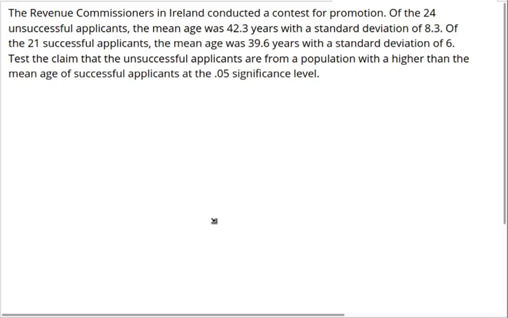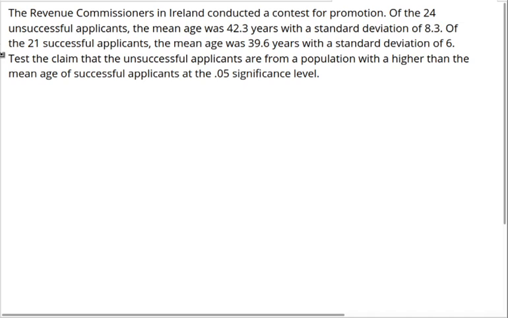In this example, we're given 24 unsuccessful applicants with a mean age of 42.3 and a sample standard deviation of 8.3. And then we're given 21 successful applicants in a sample, and their mean age was 39.6 with a standard deviation of 6 in that sample. We want to test the claim that unsuccessful applicants are from a population with a higher than the mean age of successful applicants. I think I have a wording issue there. And we want to test this claim at a 0.05 significance level.